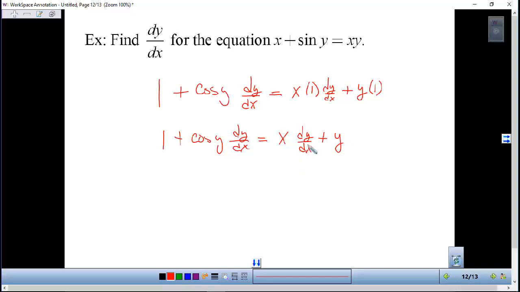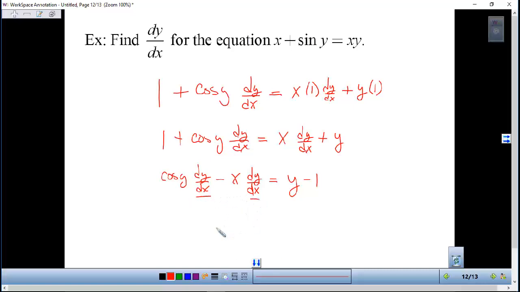And you want to group all of your dy dx terms on one side and all your non-dy dx terms on the other side. So I'm going to move that 1 over here. I'm going to move that x dy dx over there. So I've got cosine y dy dx minus, when I move that from this side to that side, it's going to change to a minus x dy dx equals, that y stayed where it's at, so it's a positive. This 1 subtracted across, so it's y minus 1.